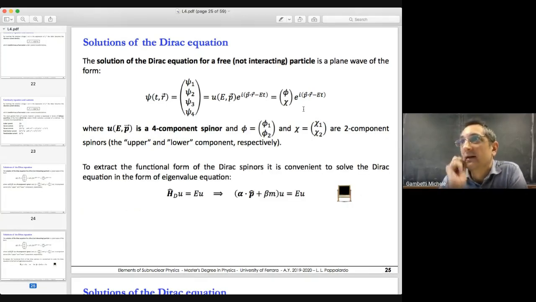And to extract the functional form of the Dirac spinors, so the solution of the Dirac equation, it is convenient to solve the Dirac equation in the form of an eigenvalue equation. So this is the Dirac Hamiltonian. This is our eigenfunction, this guy here. This is the eigenvalue. And then we can make explicit, of course, the Dirac equation in terms of this linear dependence on the momentum operator, so the derivative on the spatial coordinates, and the mass term. So let's switch again to the blackboard.